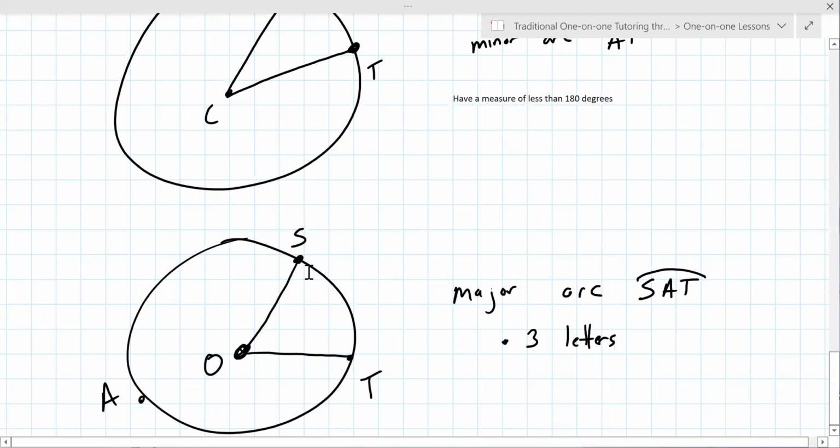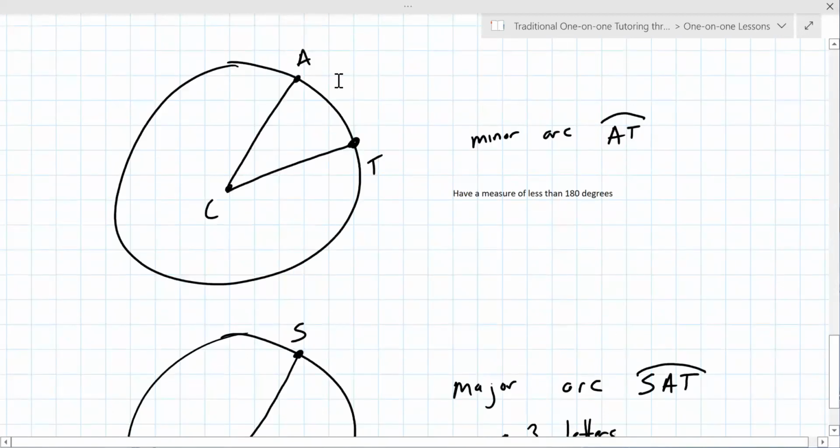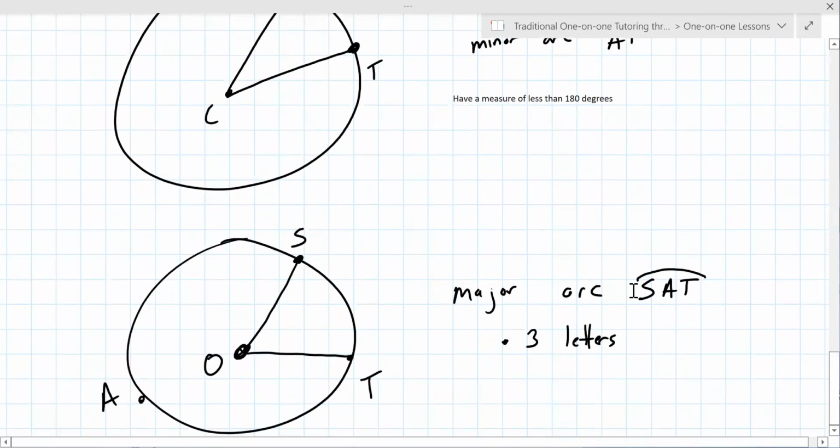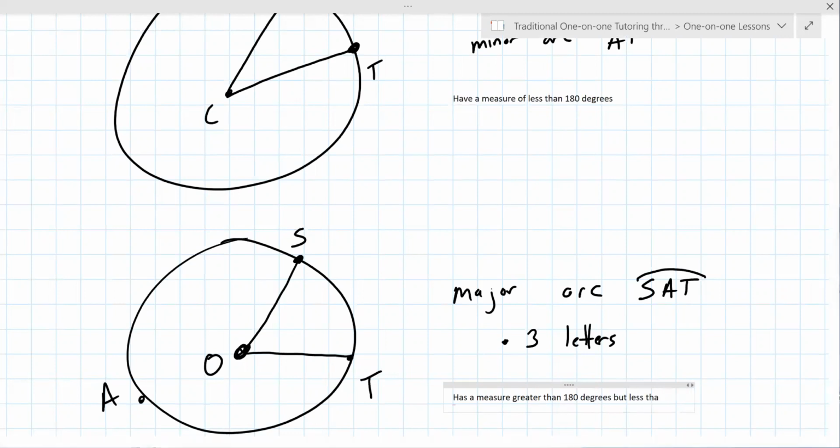Because if I just said ST, do you know if it's the short one or the bigger one? The minor one, right, because it's getting there as quick as possible. Yes. Okay. So in full disclosure, they don't actually say major or minor arc. You're supposed to know if it's AT, 2 letters, that it's the minor one, and if it's 3 letters, it's the major one. And this one has a measure greater than 180 degrees, but less than 360. Okay. All right. Yeah, that makes sense.